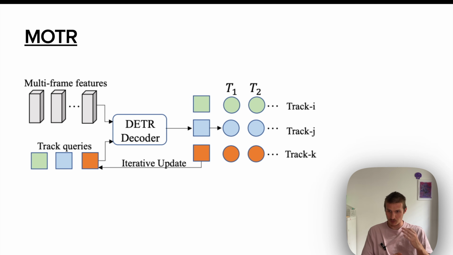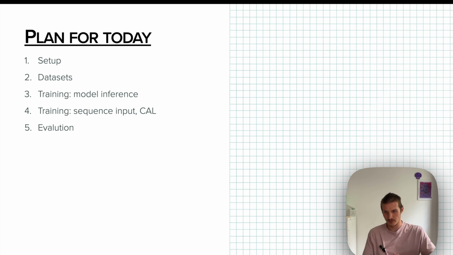Today we'll be talking about MOTR, M-O-T-R, a model for multiple object tracking using transformers, which is quite similar to another model called TrackFormer that I had a video about before. And today we'll be focusing on reading the source code.